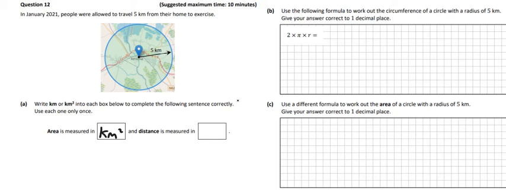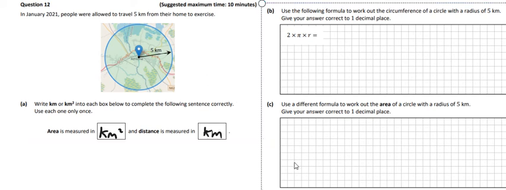Area and squared together. And then distance has to be the other one then. So distance has to be kilometers. So it's measured in kilometers.